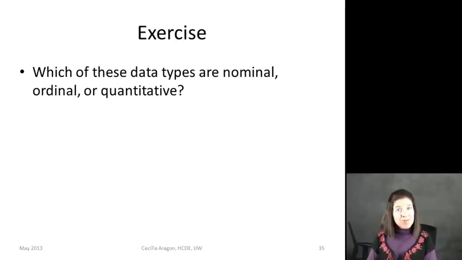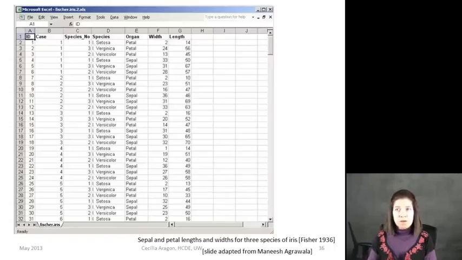All right, so that's the theory. Now let's put it into practice with an exercise. I'm going to show you a spreadsheet, and I'd like you to think about which of the columns in the spreadsheet are nominal, ordinal, or quantitative. So here we have a set of sepal and petal lengths and widths for three species of iris. The first column you have an ID number, then a case number, next a species number, then a species name, the organ, petal or sepal, the width and length of that organ in millimeters. So why don't you take some time and think about which of these are nominal, ordinal, and quantitative.